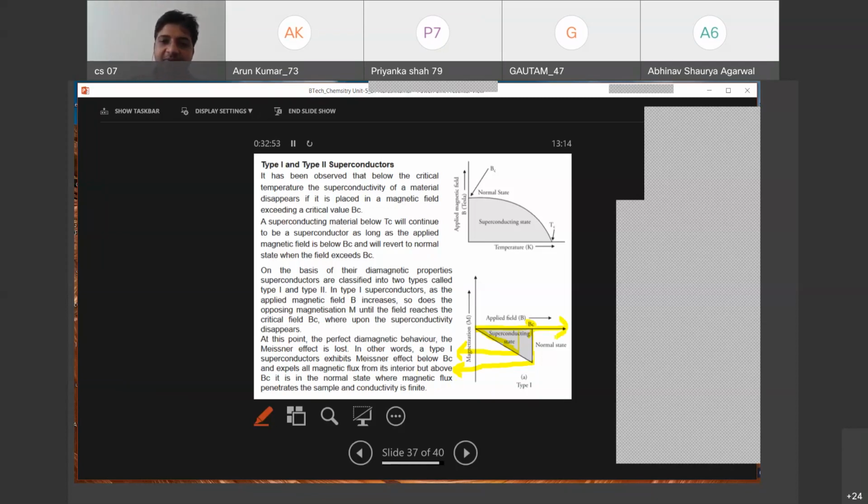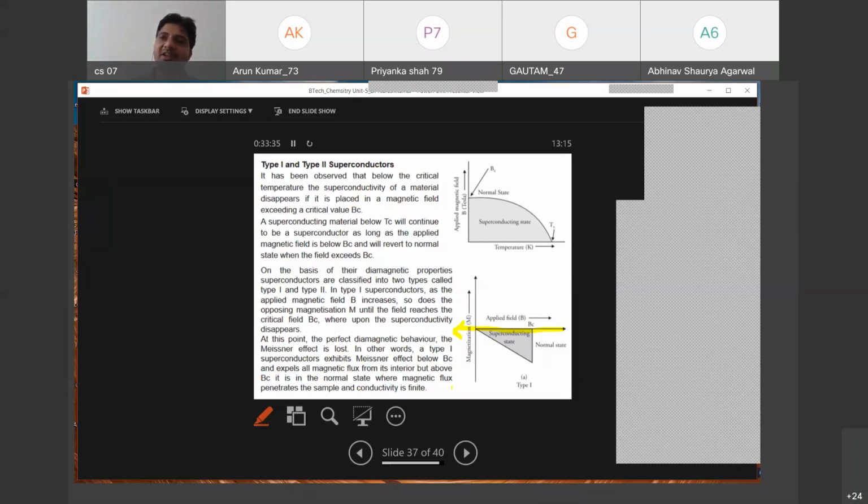Okay, above the critical magnetic field, that is your BC here. If you go beyond BC, BC is your critical magnetic field here. If you go beyond this and apply a magnetic field, then the superconducting state of the metal will be lost immediately, and your metal will become a normal metal. And under this situation, you will have this value of magnetization here.